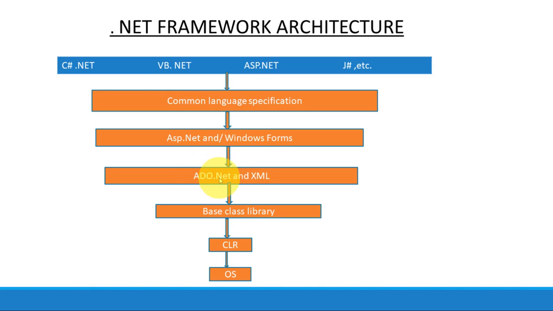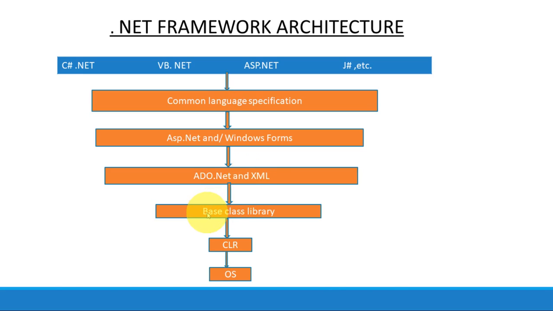Now, the next layer is ADO.NET and XML. This layer is responsible for connectivity between the application and the databases. That is, it stores data permanently in the database. For example, if we develop a program and want its data to be stored in some database like SQL Server, MySQL, MS Access, etc., for that we have to use this layer. So this layer is purely for data connectivity with your applications.